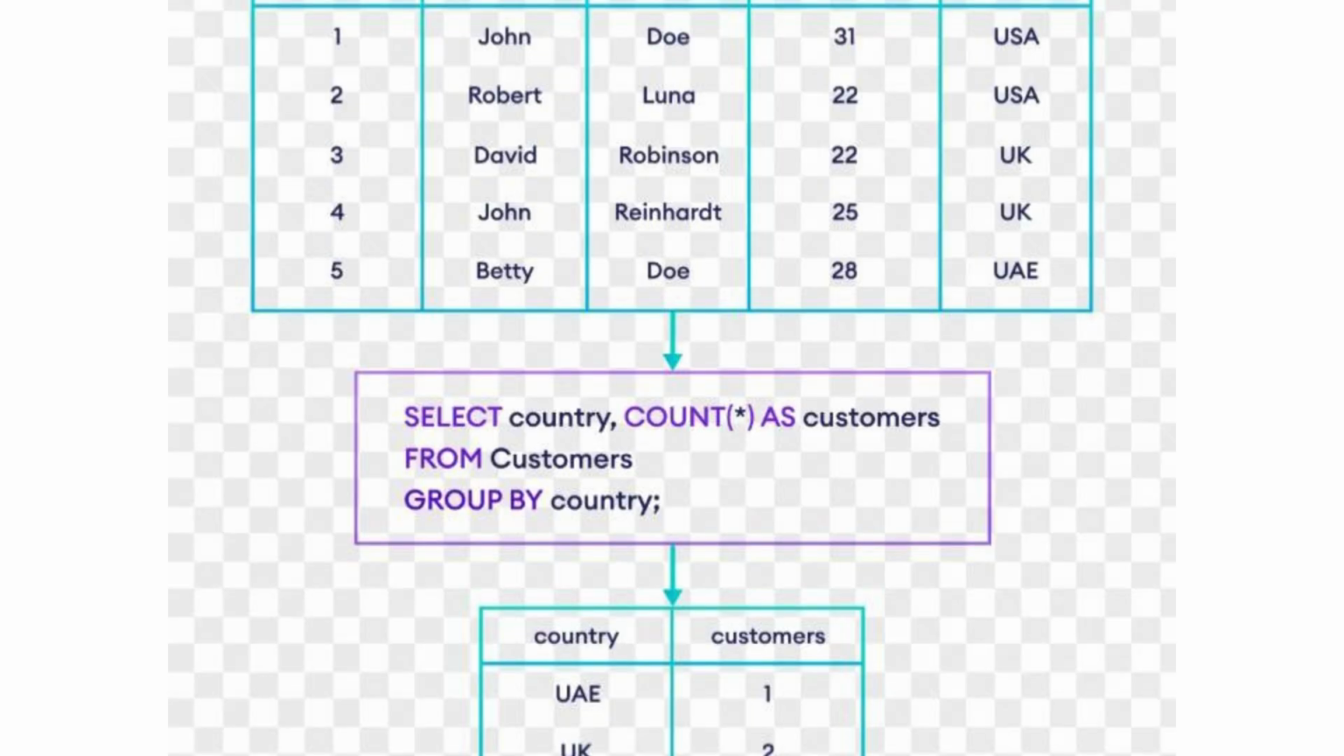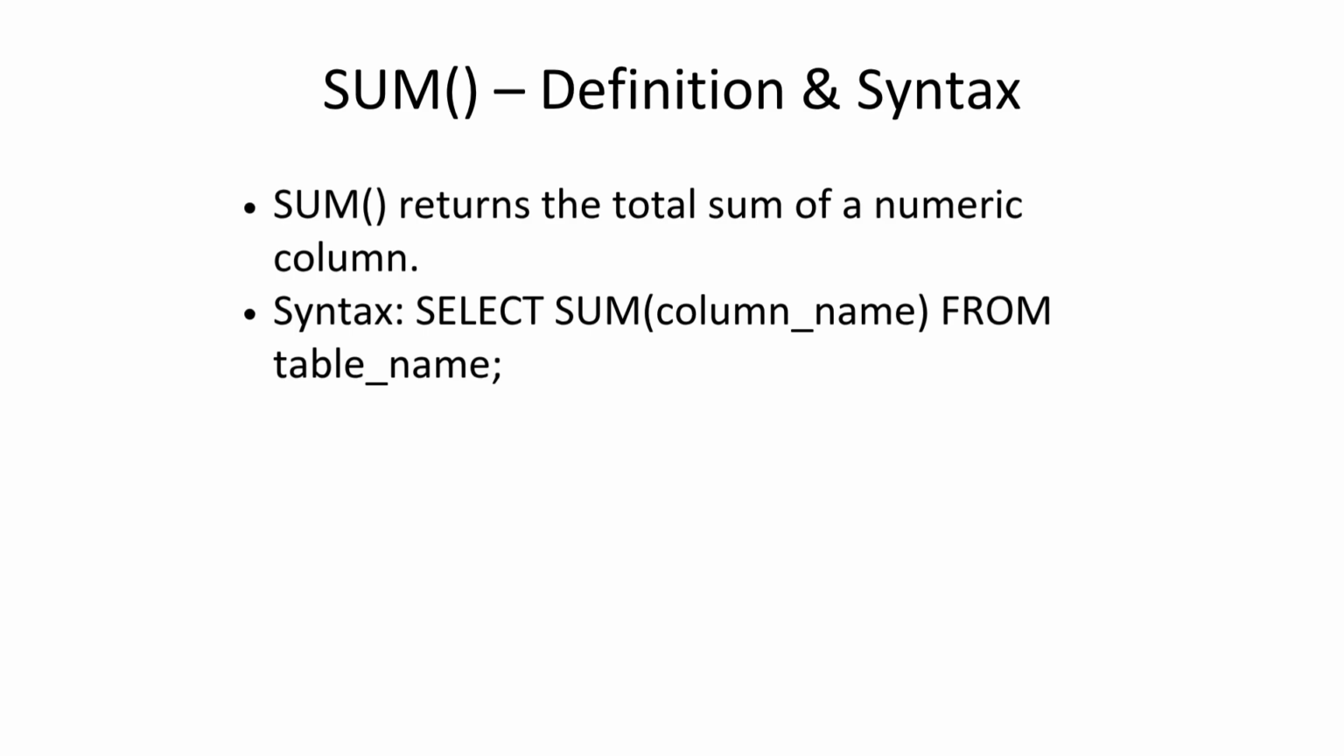Count example. Let's look at an example. Suppose we want to count how many employees are in our company. We would write select count in brackets asterisk symbol from employees semicolon. This returns the total number of rows in the employees table, giving us a quick count of all records. This is incredibly useful for summary reports or dashboards.